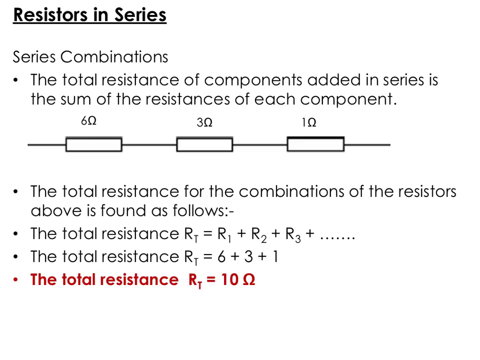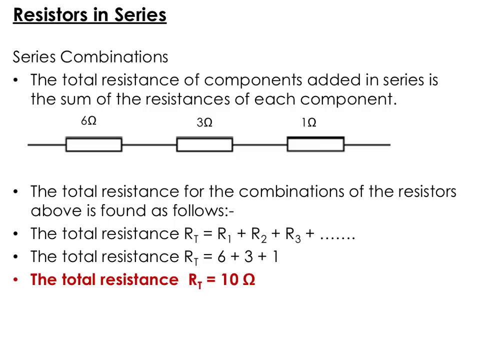So we're now going to look at what would happen if we use different combinations of resistors. When you add resistors in series, the total resistance of the components added in series is the sum of the resistance of each component. So here I've got a 6 ohm resistor, a 3 ohm resistor, and a 1 ohm resistor.